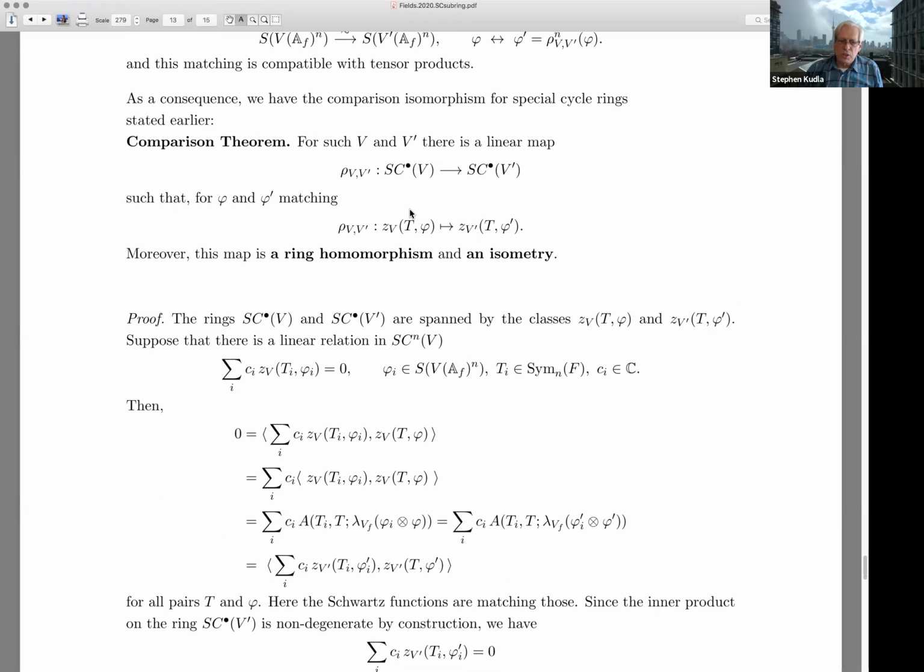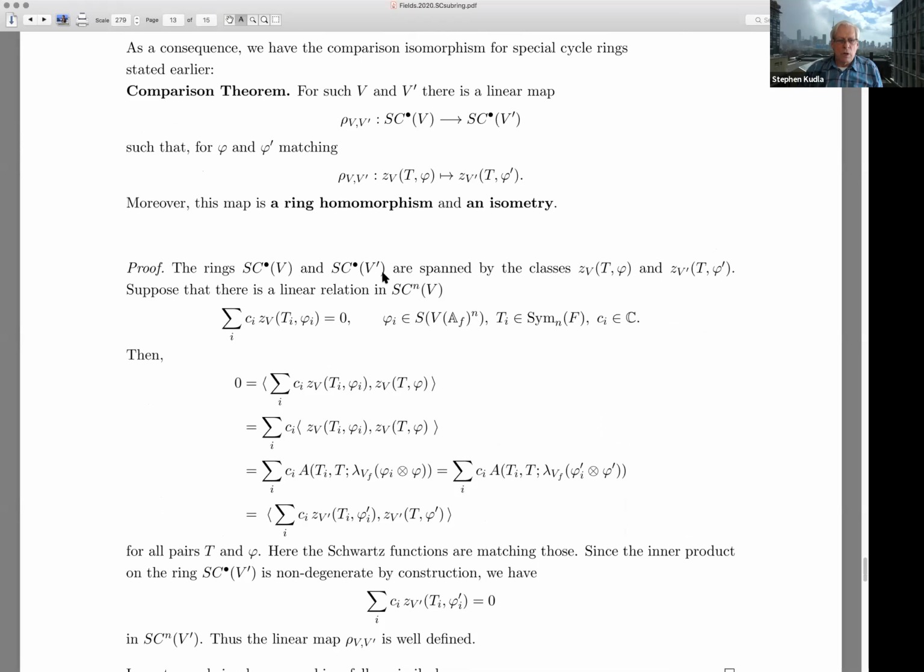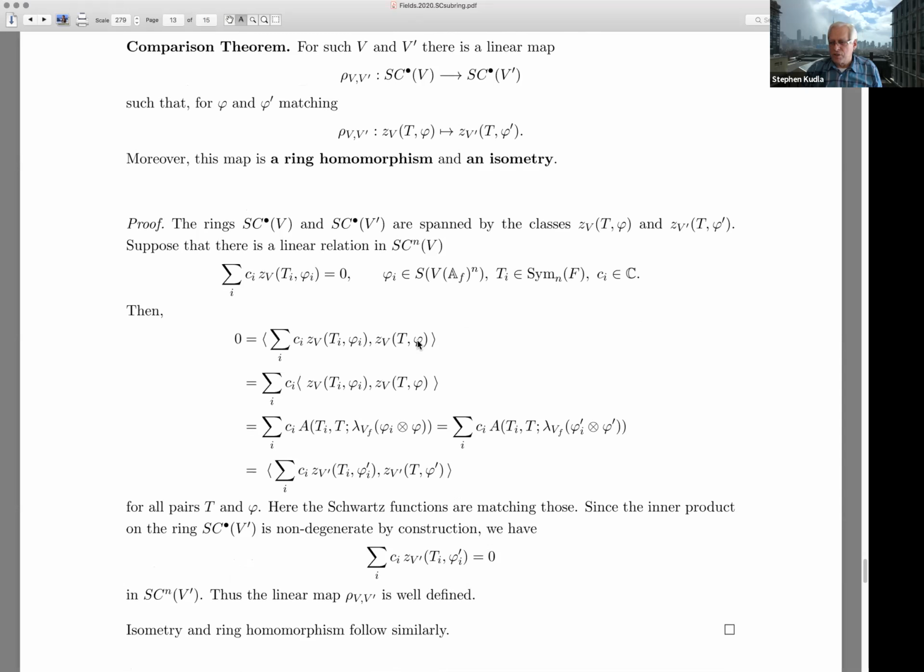Well, the critical point is to show that I get a linear map. And so here's the idea. What I'd like to do is map the matching classes to each other here. And so I have to show that any linear relation among these guys is also a linear relation among those guys. And that will show that there is a linear map on the generators, right? So suppose I have a linear relation among these classes in the source space V. So this sum is 0. Well, what that means is that this inner product is 0 with any complementary degree class, right? That's what says that this is 0 if and only if this is true.